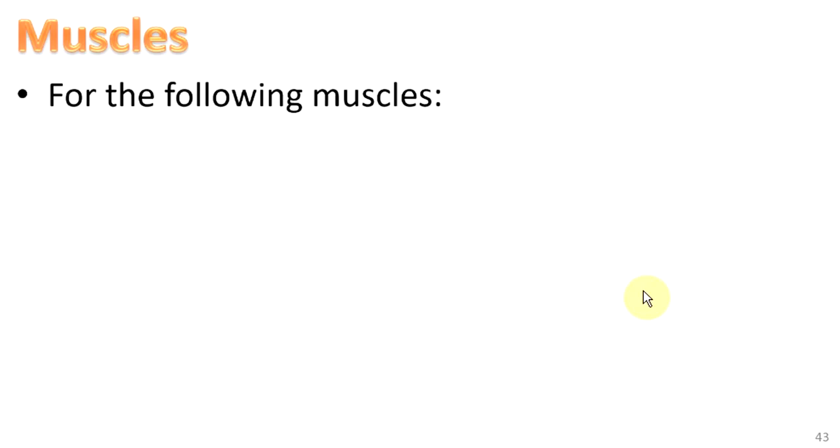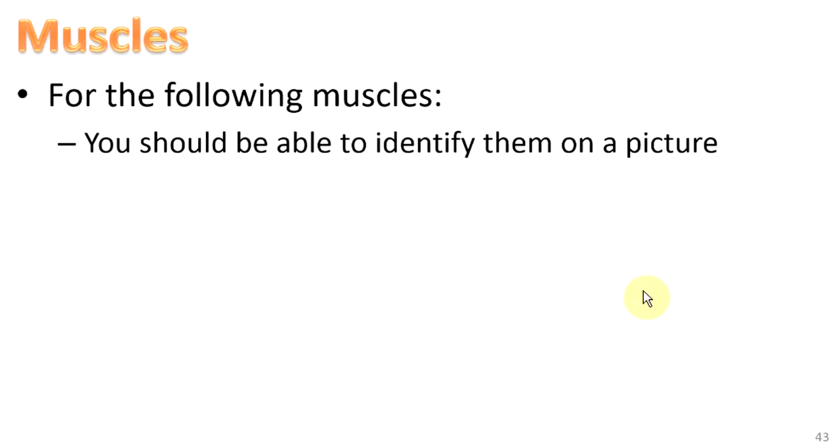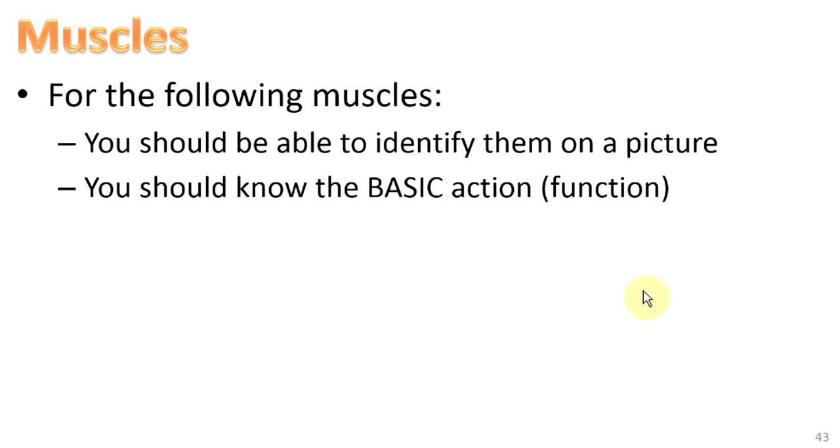Okay, so let's talk about individual muscles. Here's what I want you to know for the test, for the following muscles we're going to talk about. You should be able to identify them on a picture, and not necessarily the picture in the book, but any picture. You're not always going to have the picture out of your book when you're in your job. And you should know the basic action, right? I don't need you to know the exact action, but you need to have common sense enough to know, well, this is where the muscle originates and this is where it inserts.